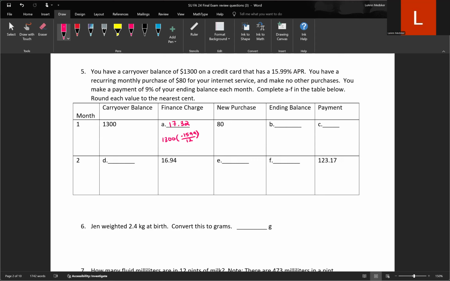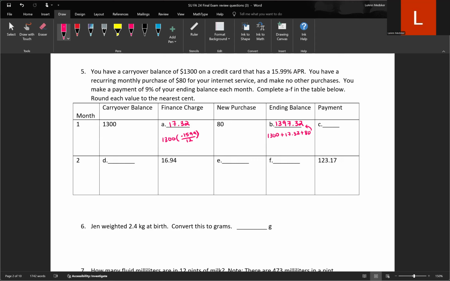Okay. And then we're going to add that finance charge to the carryover balance. Plus, we also need to add our new purchase because we're going more in debt by getting that $80 internet service. So we're going to add the 1,300 plus the 17.32 plus the 80 to get our ending balance that they're going to bill us for. So 1,300 plus the 17.32 plus the 80, that comes out to $1,397.32.